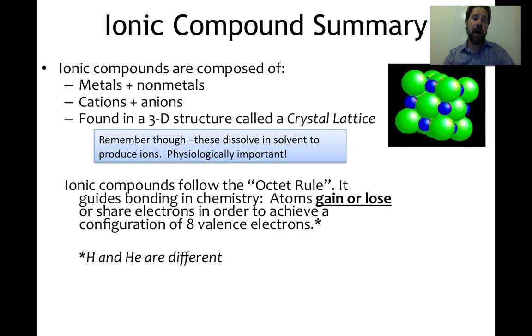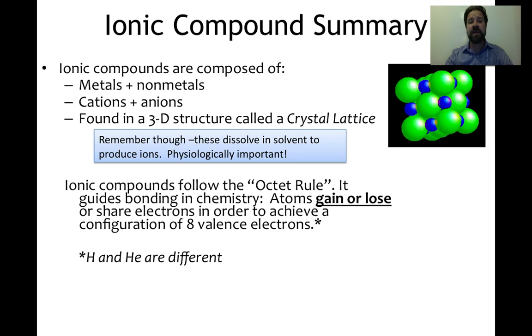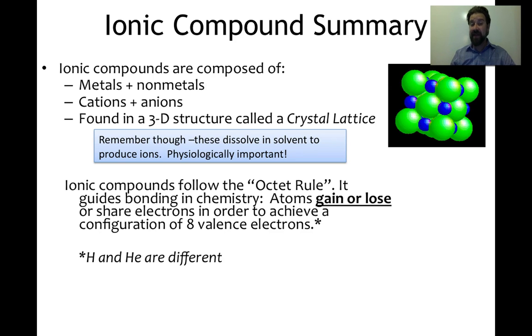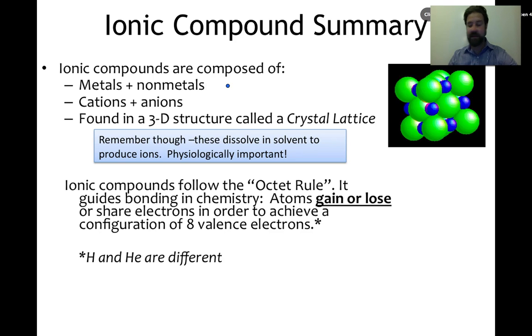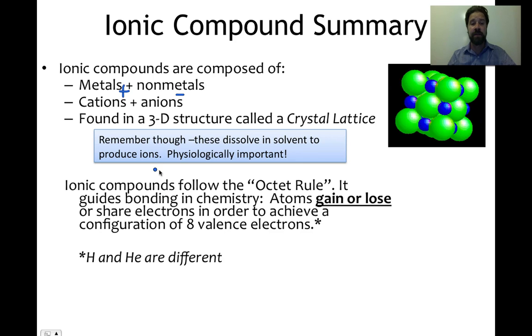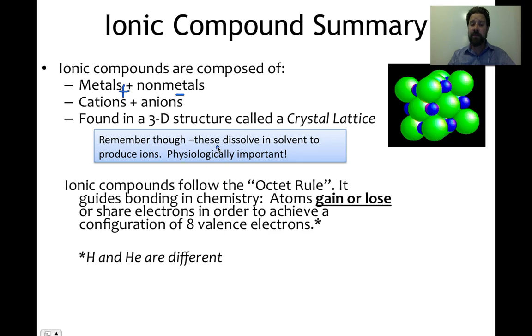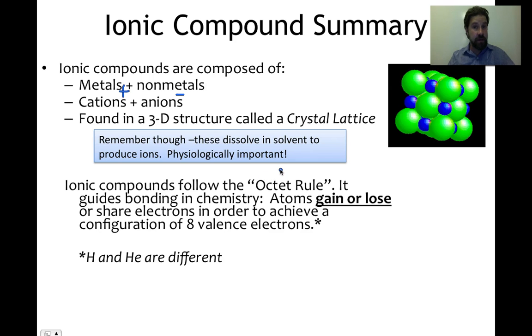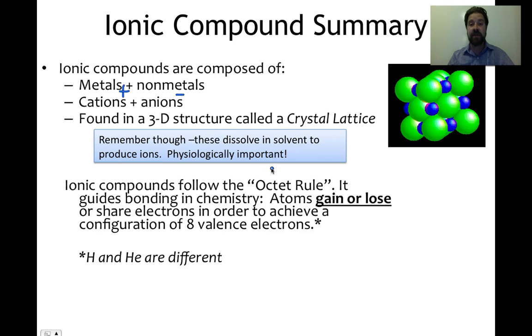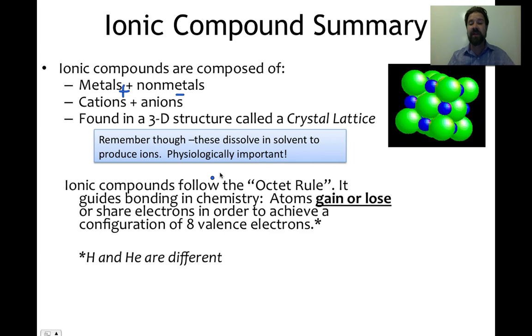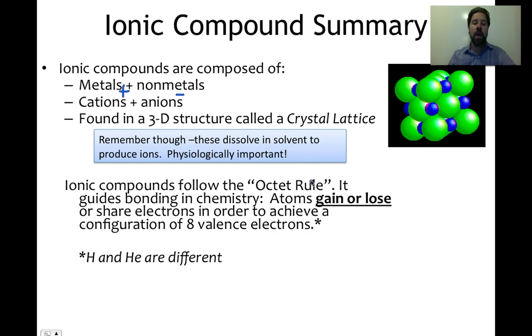Okay, so the summary for ionic compounds is that they are made of metals and nonmetals. We could say they're also made of cations and anions. That's a fancy term for being positively charged and negatively charged. They're often found in a three-dimensional structure called a crystal lattice, which comes apart in solution because most living things have some type of aqueous water component that's going to be very physiologically important.